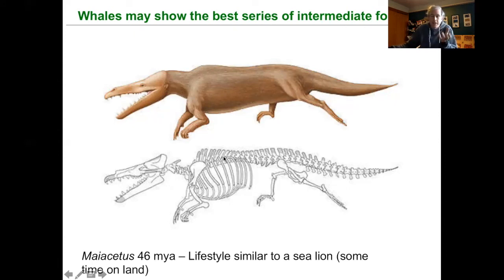But based on where this thing lived and the lifestyle it had, it had a similar lifestyle to a sea lion, so it spends some time on land, or like an otter. It hunts in the water potentially, but it spends a lot of time on land. This thing was easily able to move around on land.